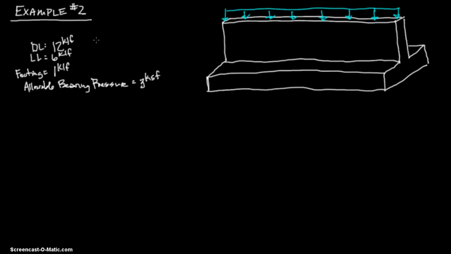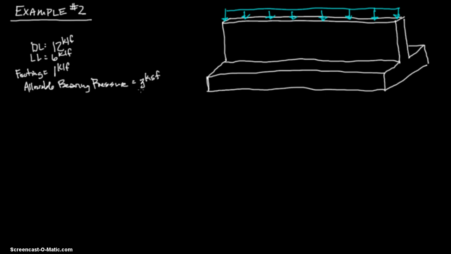Welcome to lesson 8, example number 2. We are given a 16-inch concrete wall that supports a dead load of 12 KLF, a live load of 6 KLF, and we're going to assume another 1 KLF, kips per linear foot, for the rest of the structure.